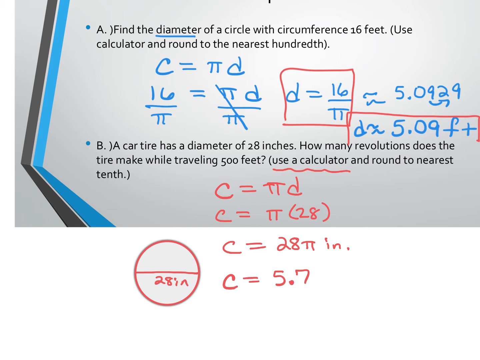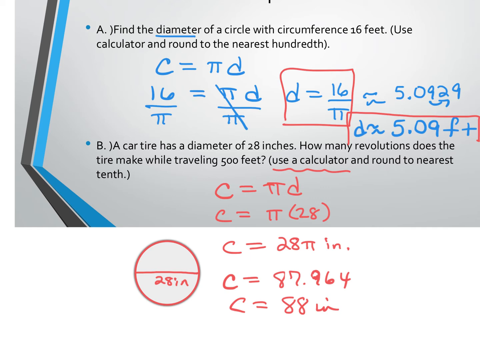Sorry, that is wrong. I was looking at the wrong thing. It's 87.964. Rounded to the tenths place is just 88. So the circumference is 88 inches.